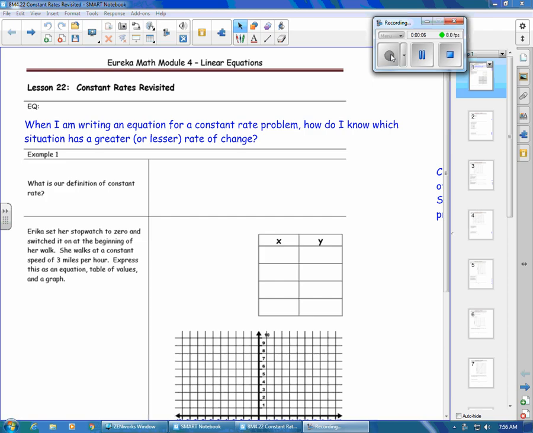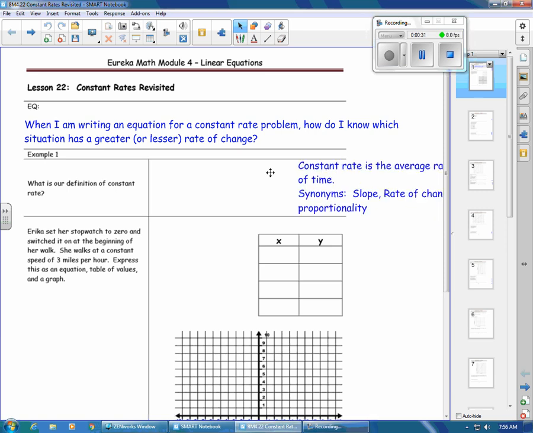We are in Module 4, Lesson 22, Constant Rates Revisited. You should be on page 96 of your module. Your essential question for this lesson is, when I am writing an equation for a constant rate problem, how do I know which situation has a greater or lesser constant rate of change? So first of all, what is our definition of constant rate?